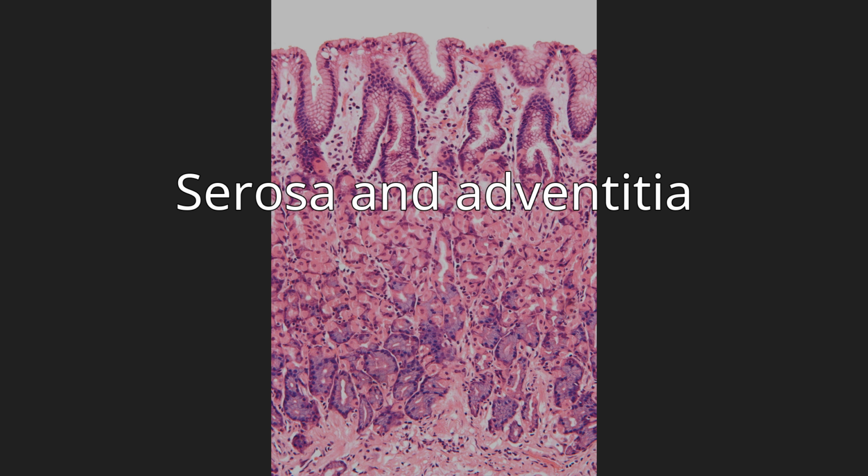Serosa and adventitia. Serosa if the tissue is intraperitoneal, adventitia if the tissue is retroperitoneal. These last two tissue types differ slightly in form and function according to the part of the gastrointestinal tract they belong to.